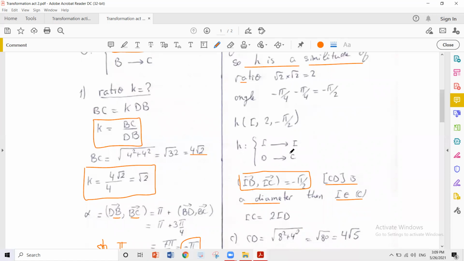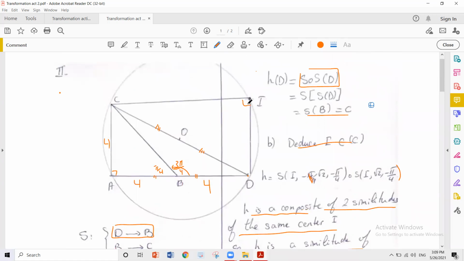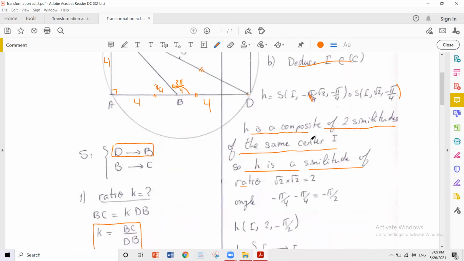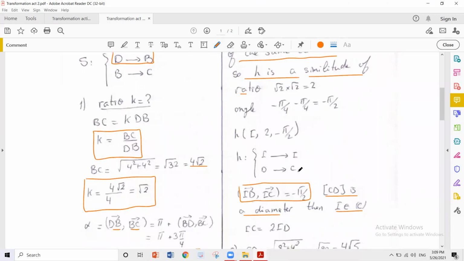I have also IC equal to ID. IC equals ID. This is what is required. So far so good.